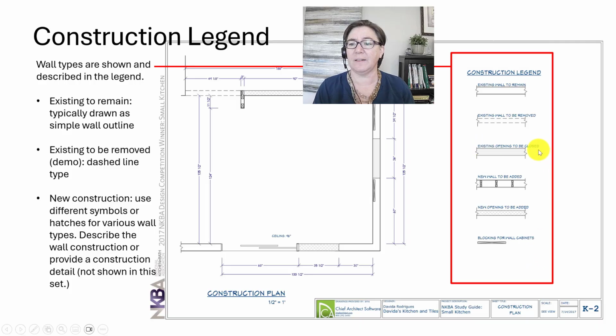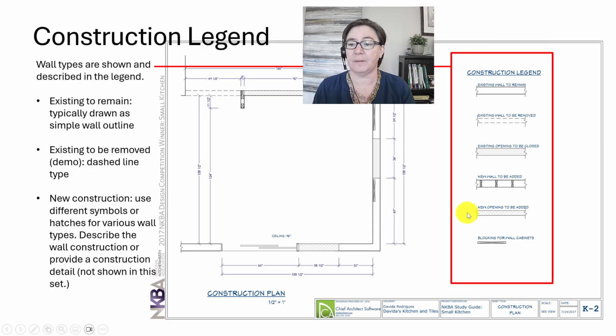For new construction, we've got a couple of different symbols for the various wall types. And so we've got an existing opening to be closed. This is an unusual one that you won't see in AIA graphic standards, NKBA only. It's got these sets of parallel lines, and you can see that right here where there was a window, but now we're doing some infill. The new wall to be added, and there's only a tiny one right here in this example, shows the wall studs. So graphically we're showing wall studs in this new type.